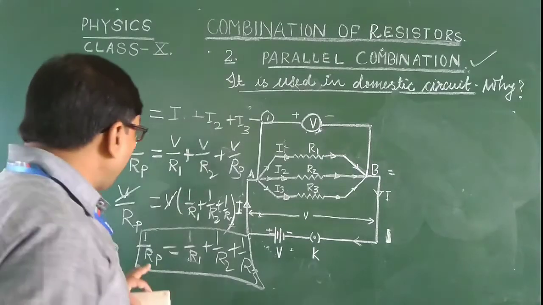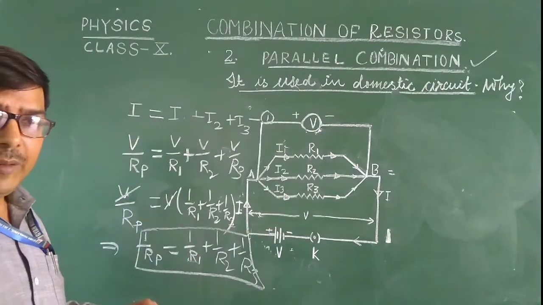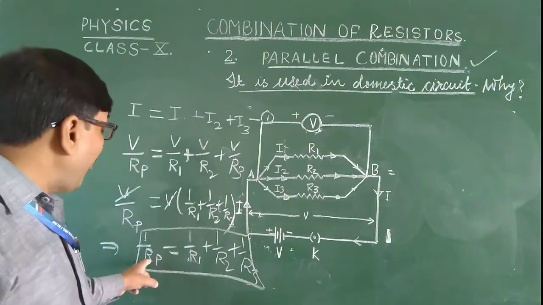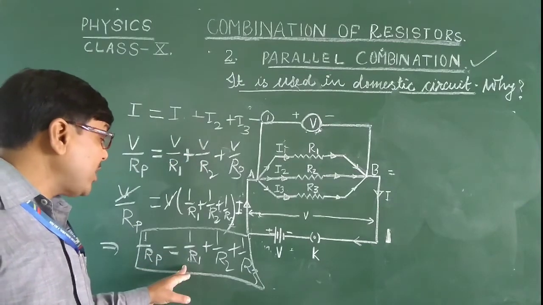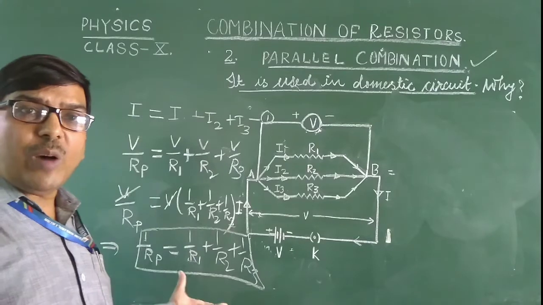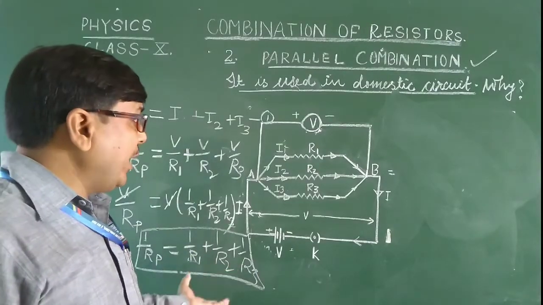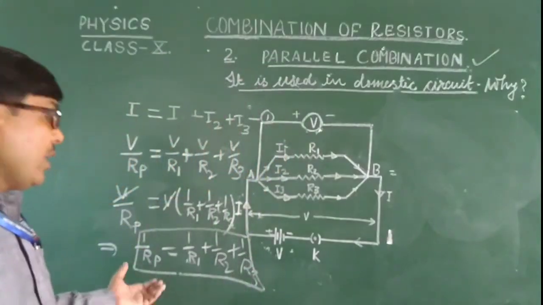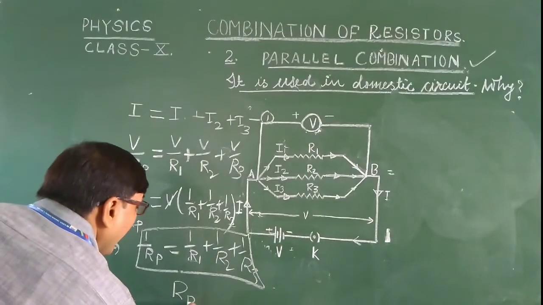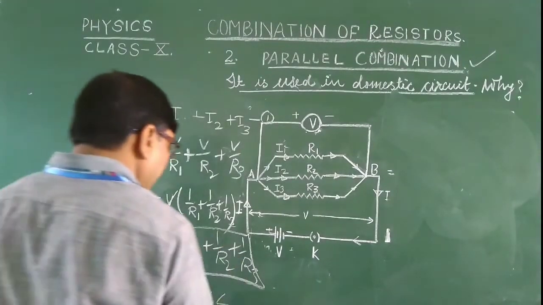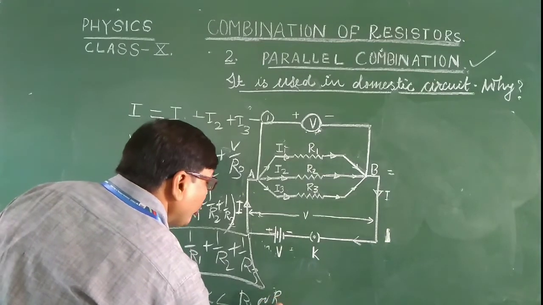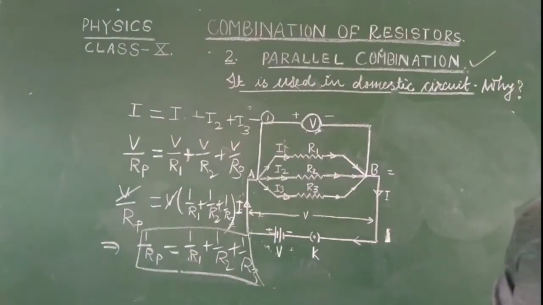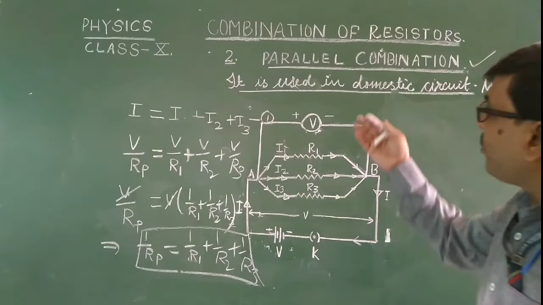So equivalent resistance in parallel combination decreases. The reciprocal of equivalent resistance in parallel combination is equal to the sum of the reciprocals of the individual resistances connected in parallel. So it decreases. Rp is less than any of R1, R2 or R3. Rp decreases in parallel combination.